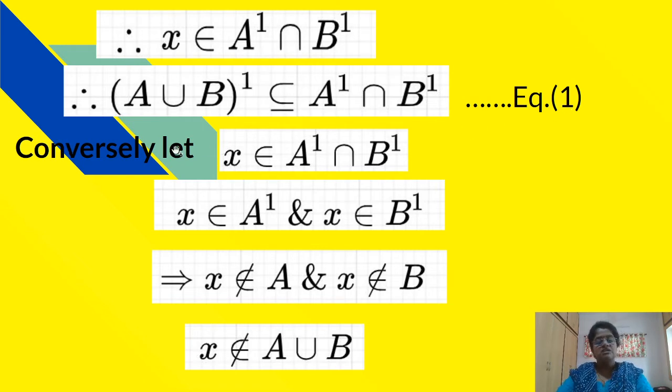Now conversely, let X belong to A complement intersection B complement. If X is in the intersection, then X will be in both sets. That is, X belongs to A complement and X belongs to B complement. If X belongs to A complement, then X does not belong to A. If X belongs to B complement, it means X does not belong to B. If X is not in A and X is not in B, then X will not be in their union, that is, X will not be in A union B.